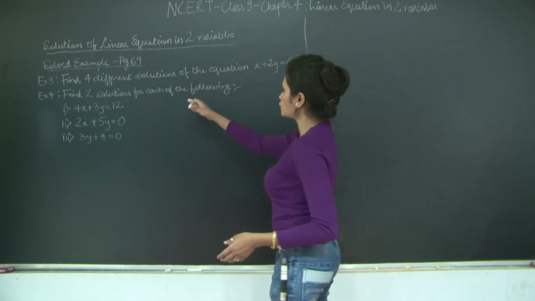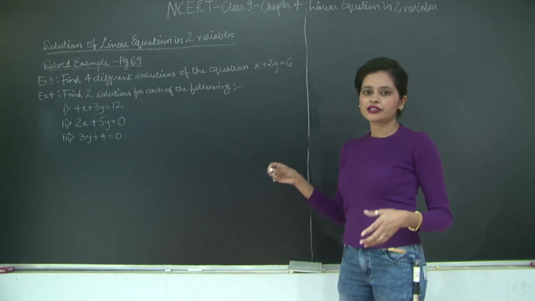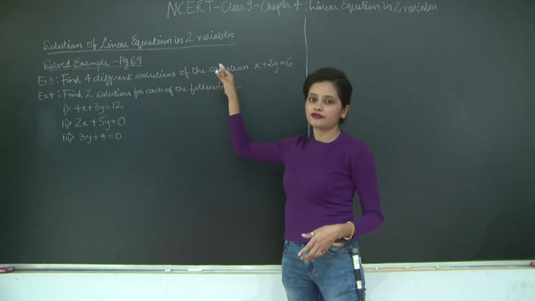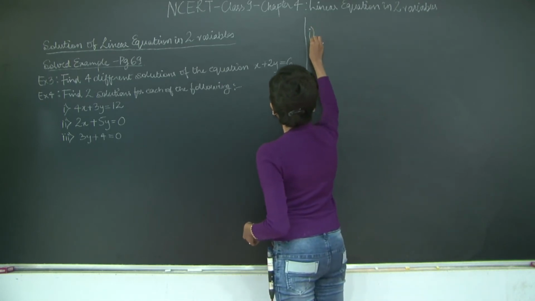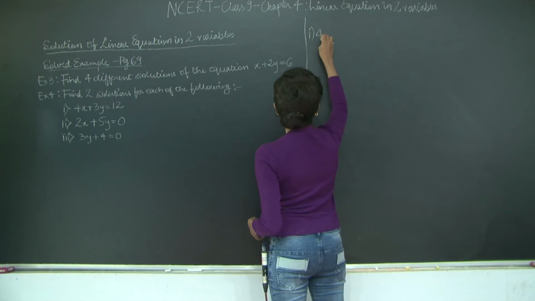Find 2 solutions for each of the following. For each of the following you just have to find 2 solutions. The previous one we needed 4, now we just need 2. So let's take the first one. I have 4x plus 3y is equal to 12.